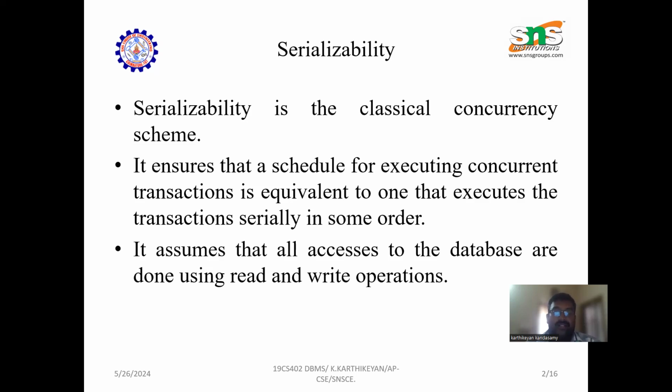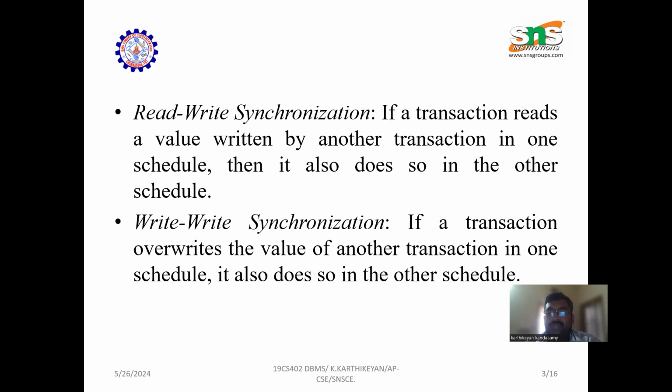It is assumed that all accesses to a database are done using read and write operations. So we have two operations in our serializability. One is read synchronization and the other is write synchronization. Read synchronization: if a transaction reads a value returned by another transaction in one schedule, it also does so in the other schedule. Write synchronization: if a transaction overwrites the value of another transaction in one schedule, it also does so in the other schedules.